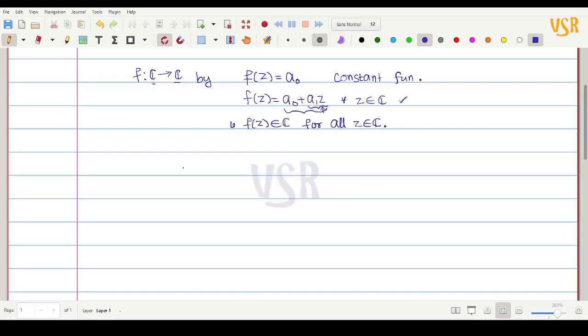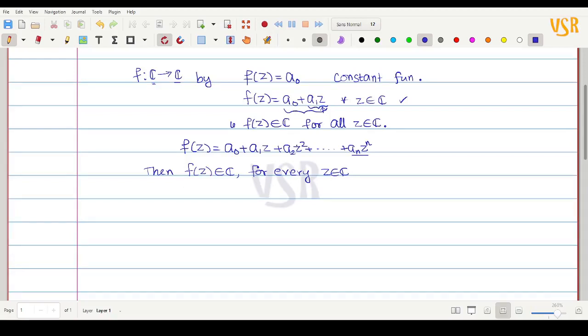Suppose in general f of z can be expressed in this way: a0 plus a1 z plus a2 z square plus dot dot dot plus an z to the power n. Then for any z belonging to C, z power n is a complex number, an z power n is a complex number, each term is a complex number, and their sum is also a complex number. So f of z belongs to C.